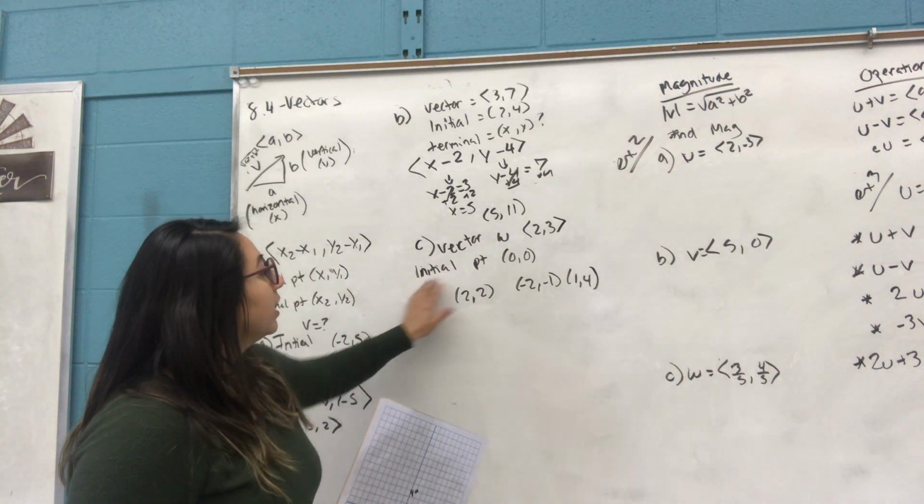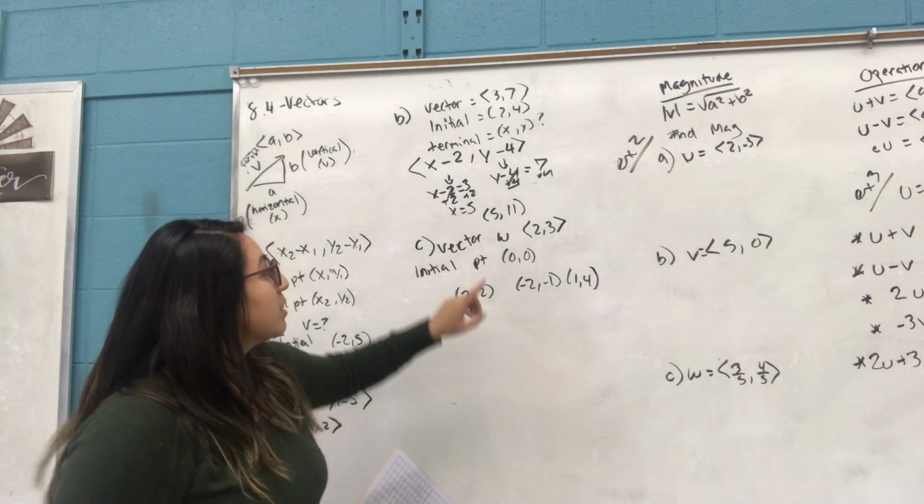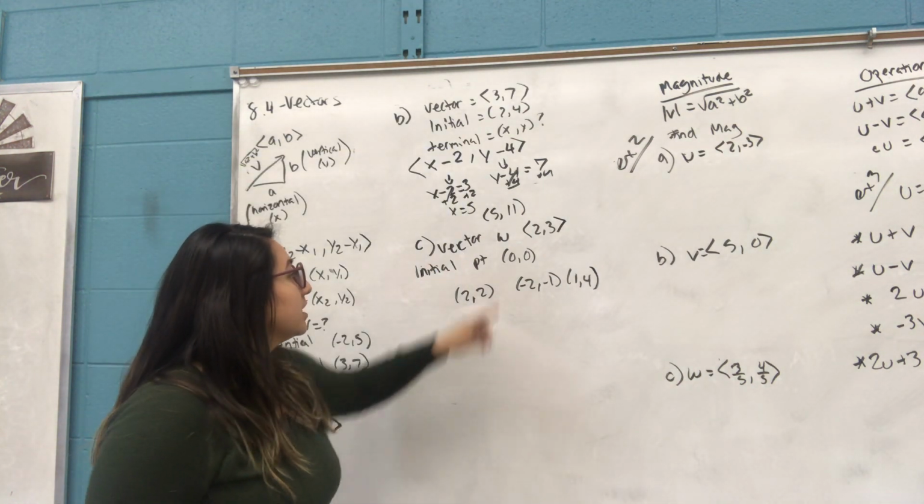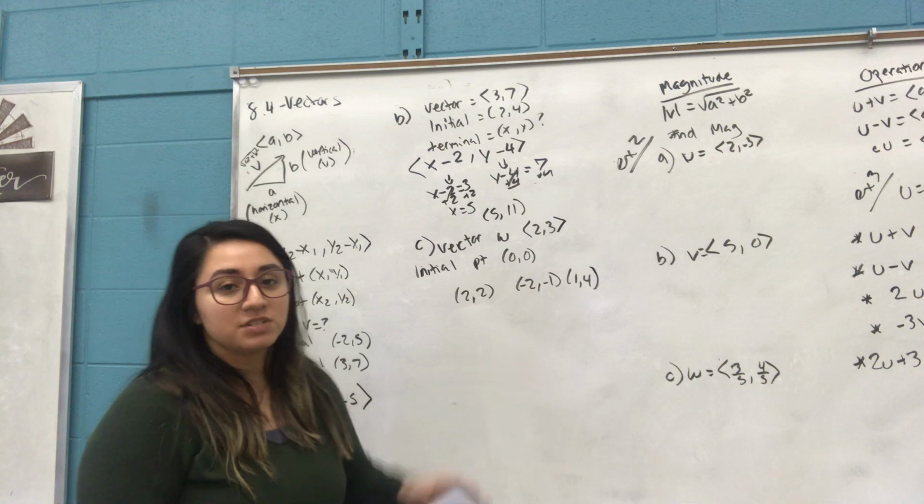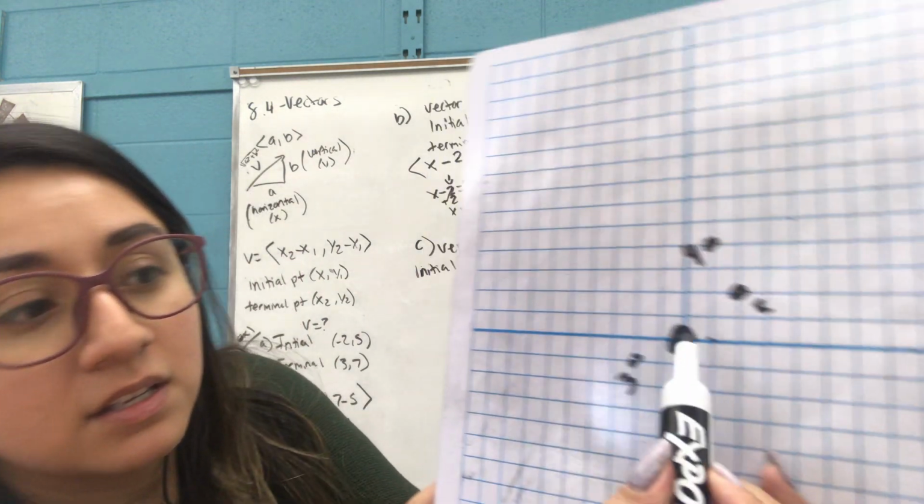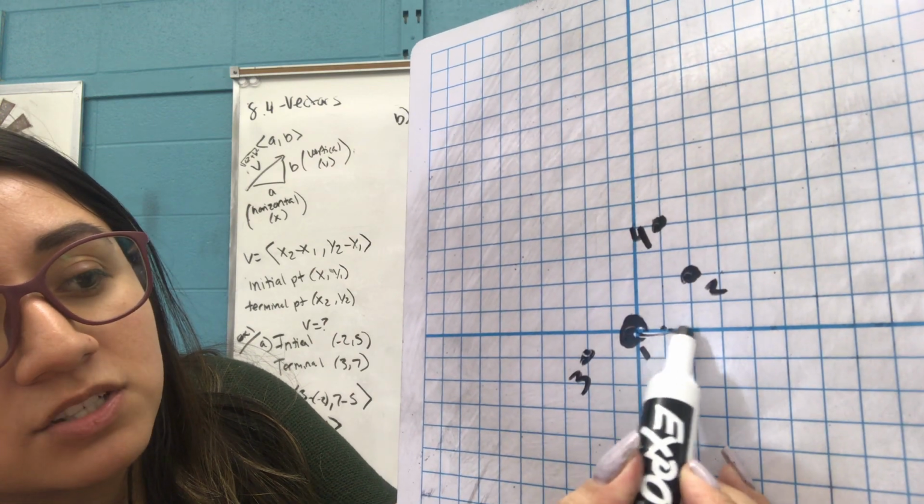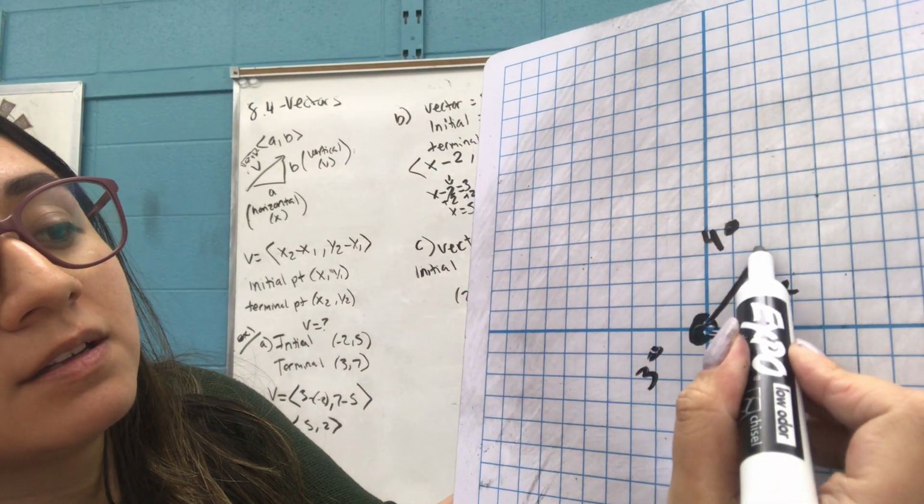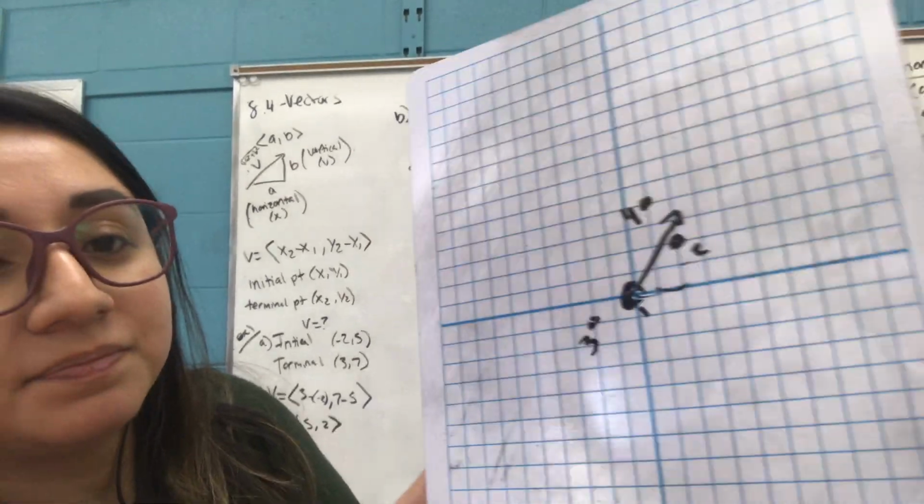Here we have the initial point. We have 4 initial points. They want us to create a vector W with each one of these. So let's start with initial point 0, 0. We're moving 2 to the right, so 1, 2, and then we're moving 3 up. 1, 2, 3. We end up with a vector like that.